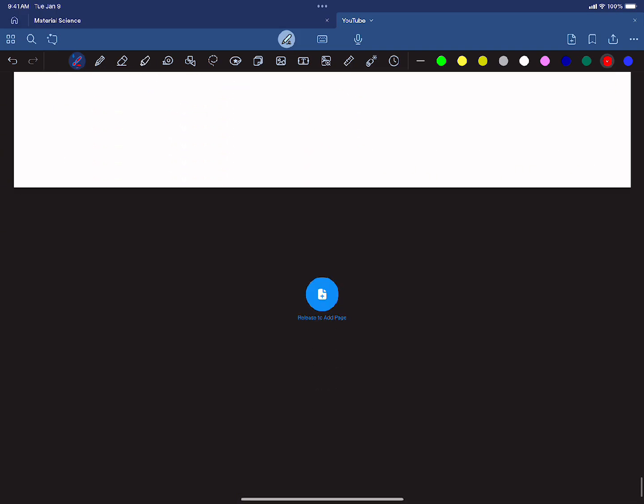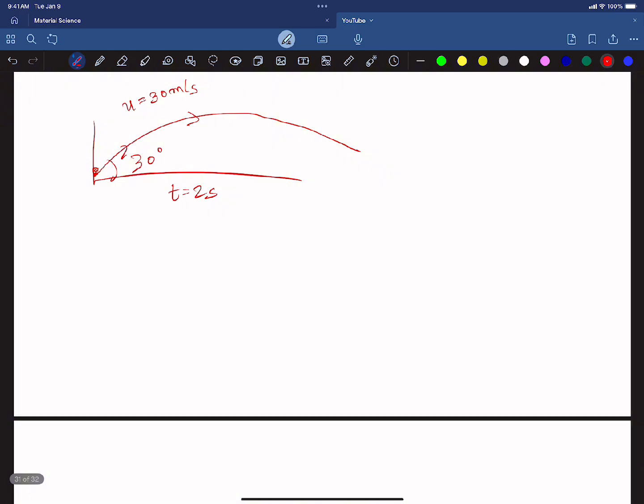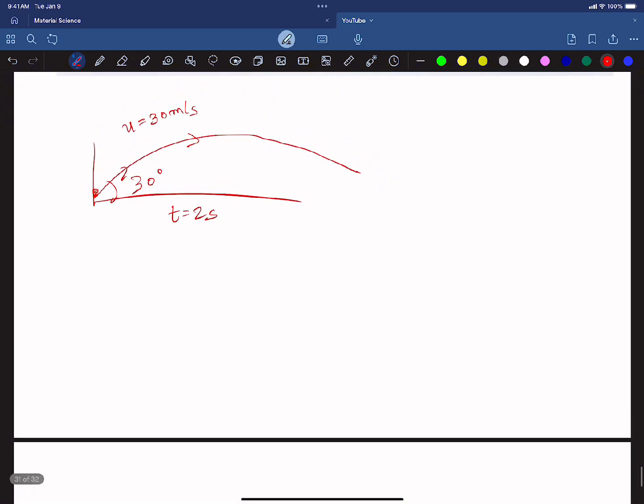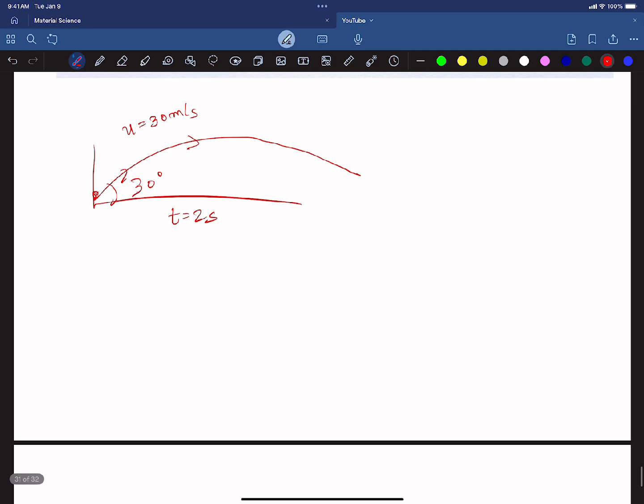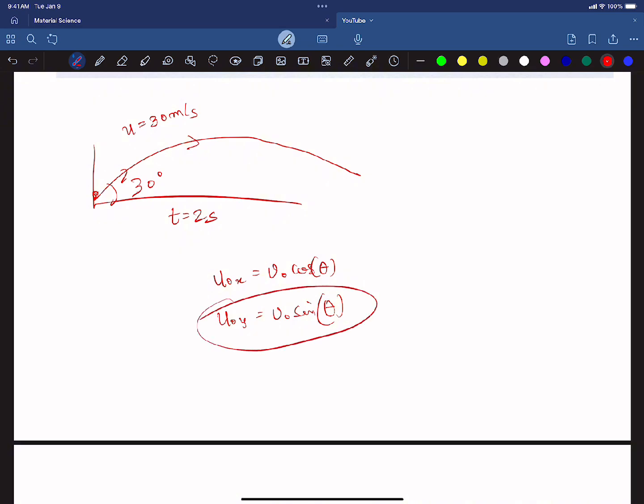So for that, the horizontal component of the initial velocity will be u0x is equal to u0 cos theta, and the vertical component of the initial velocity is u0y equals u0 sine theta. But we don't have to care about this because they didn't ask us to find anything about the vertical component, so we'll take care of the horizontal only.